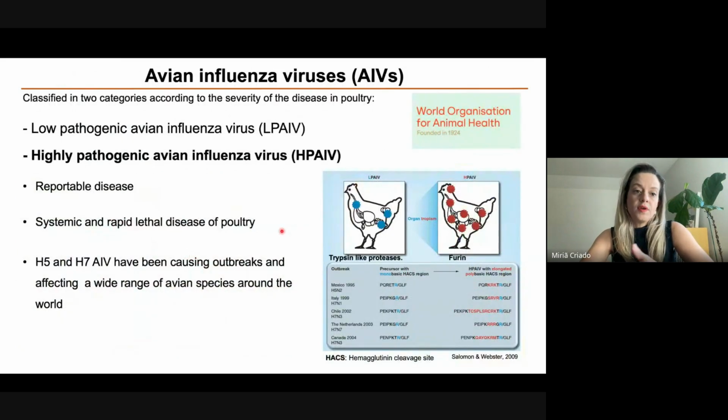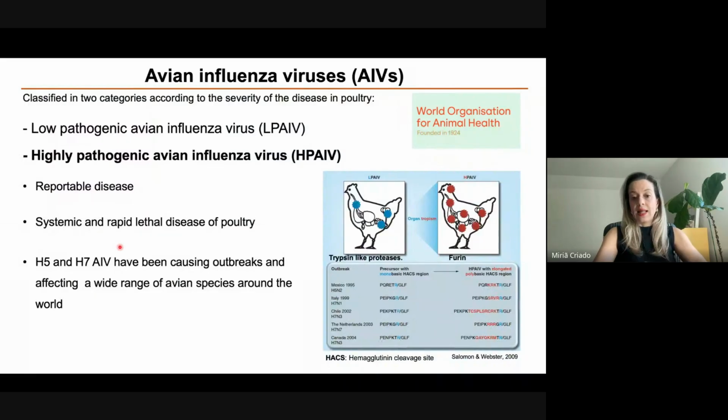Then when you talk about avian influenza, it is the influenza that circulates in avian species, especially the ones that can be classified by the World Organization for Animal Health according to the severity of the disease they can cause in poultry: low pathogenic avian influenza, or LPAI, and I will a lot of times say here "low path," or highly pathogenic avian influenza, or "high path." When you talk about highly pathogenic, as all of you have been seeing in the news, this is a reportable disease. Why is this a reportable disease? Because it can cause a lethal and systemic disease in poultry.